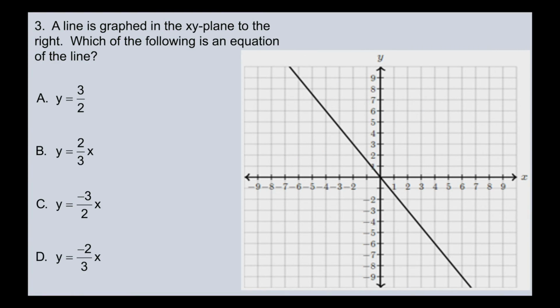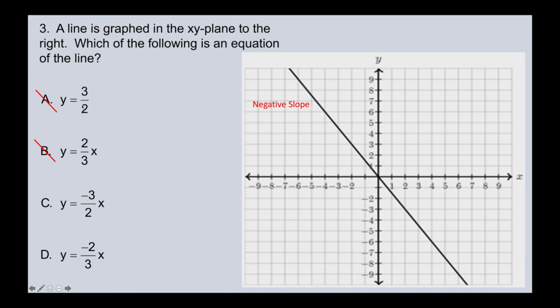On number 3, we're switching gears a little bit. We're trying to match the equations with the graph that we have here. Now, the first thing I would look at is the slope, and I want to realize that this slope is decreasing as we move from left to right. That's making me think that it has a negative slope, which means I can cross off both A and B as options.